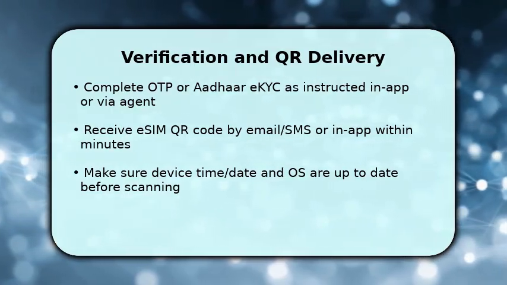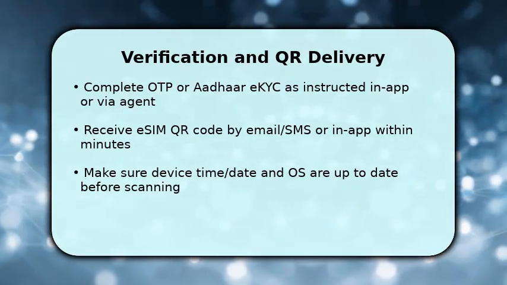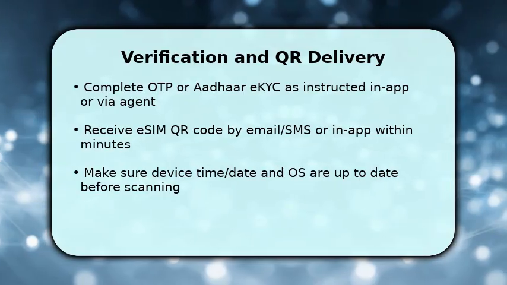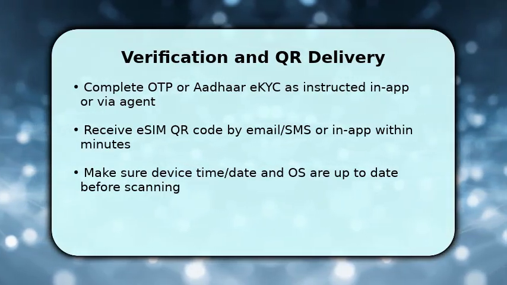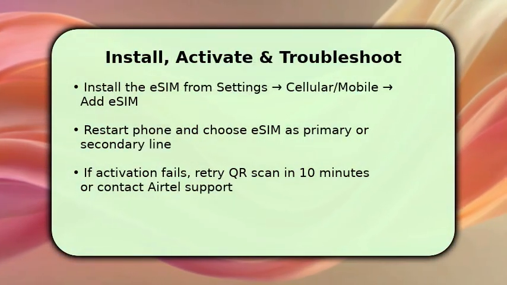When the QR appears, do not switch networks. Stay on Wi-Fi or mobile data. Scan the QR from your phone's cellular settings to download the eSIM profile and begin. After scanning, install the profile and follow prompts to activate.